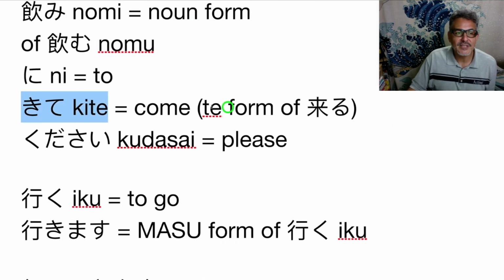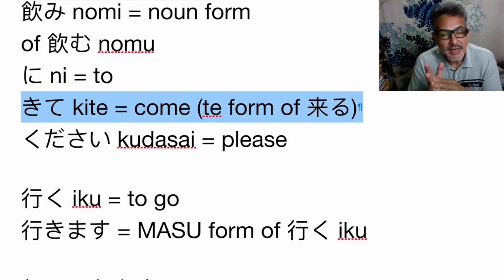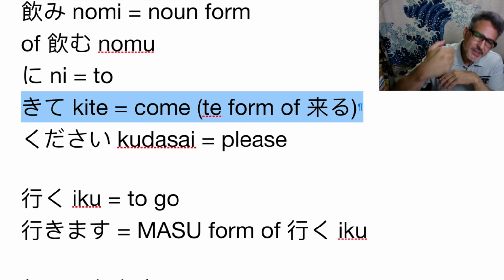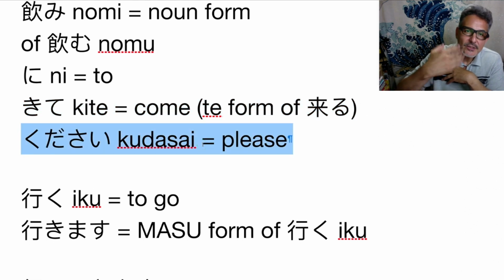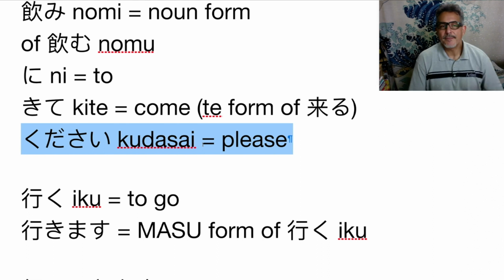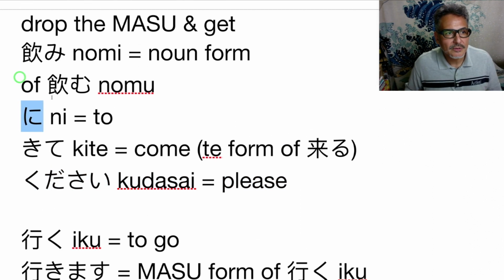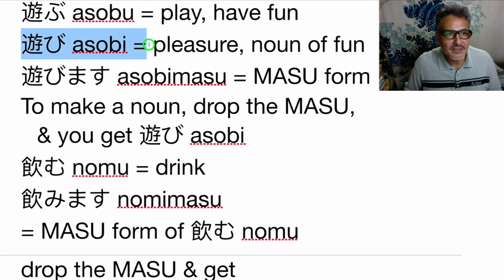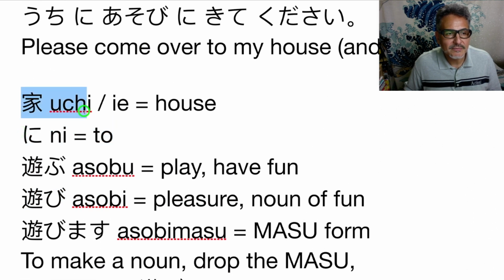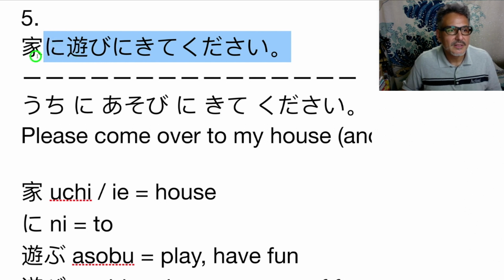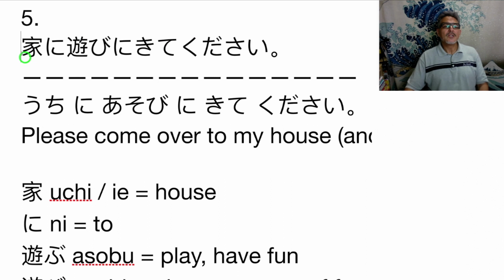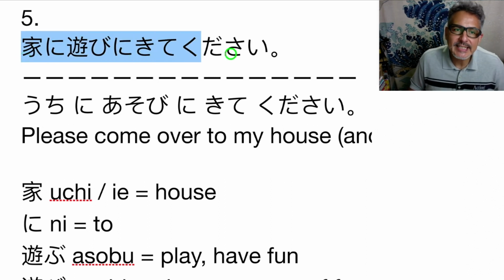And in this case, the te form, remember the te form is the polite command form. To come would be, if you want to tell someone, come here, you would say kite. Kite kudasai. Kudasai means please. Kite kudasai. Please come. So please come to do some asobi, to have some fun, to my house. One more time. Please, kudasai. Come, kite. To play, asobi ni. To my house, uchi ni. Uchi ni asobi ni kite kudasai.